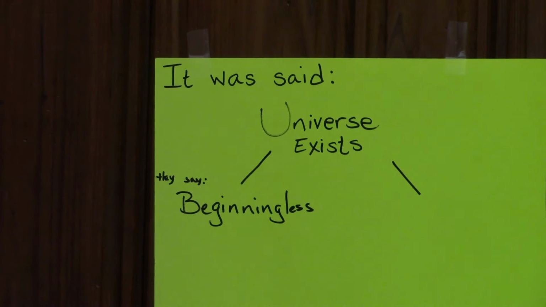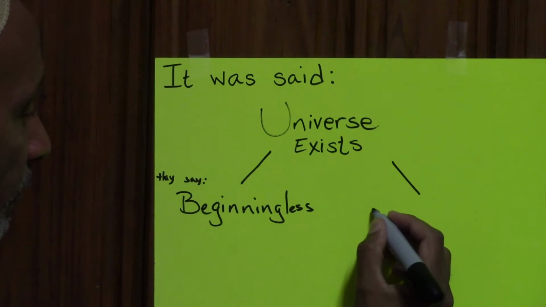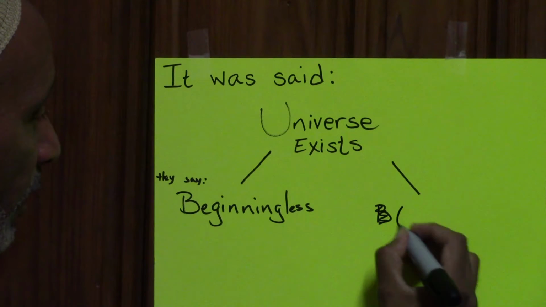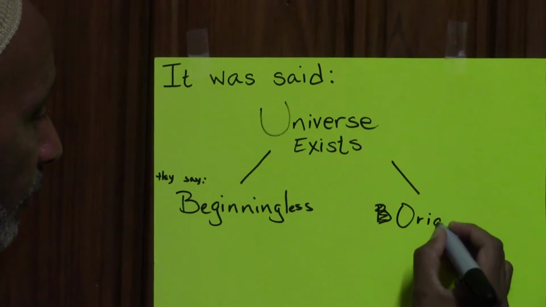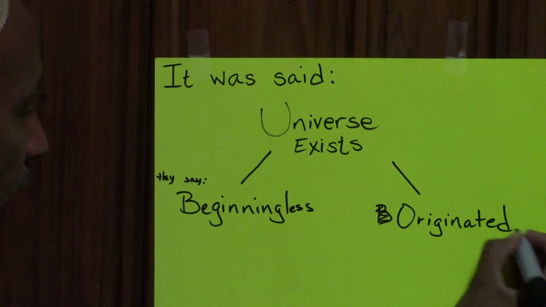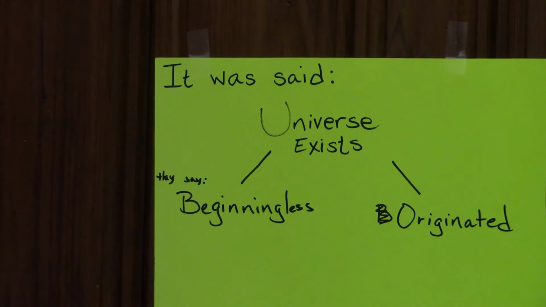Or a person can say the universe has a what? A beginning. Let's say originated, meaning it has a beginning. You can't say it's neither, that it has no beginning and it has a beginning. He can't claim that. And he can't claim that it's both of them. So it has to be one or the other.